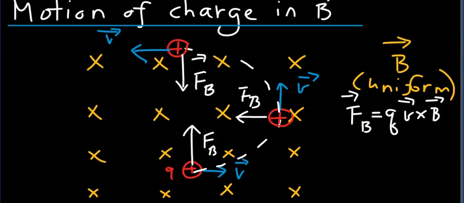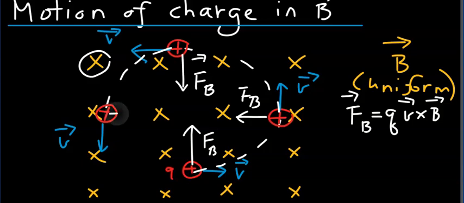And this downward force will cause the charge to bend downward like that until it gets to that position where the velocity vector is vertically downward. The cross product between the velocity vector, which is in downward direction, and the magnetic field, which is going into the board, will cause the charge to experience a magnetic force in a rightward direction like that, which will cause the charge to bend rightward and get to the original point.